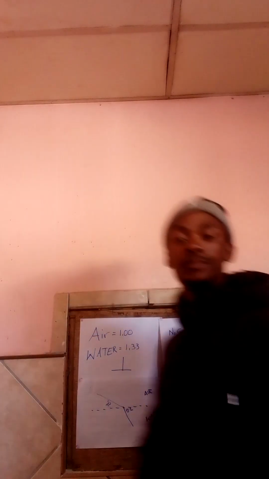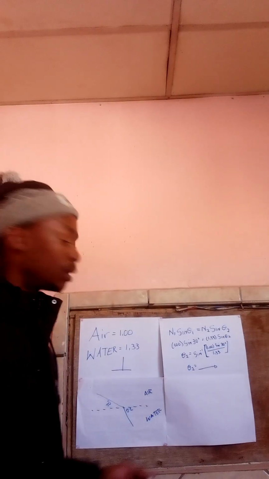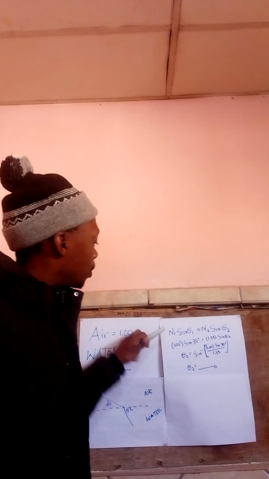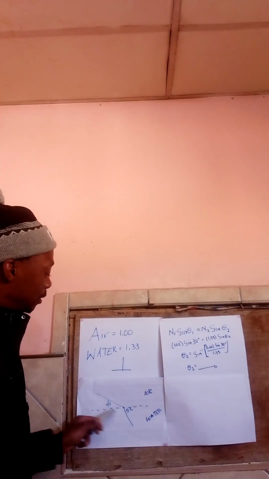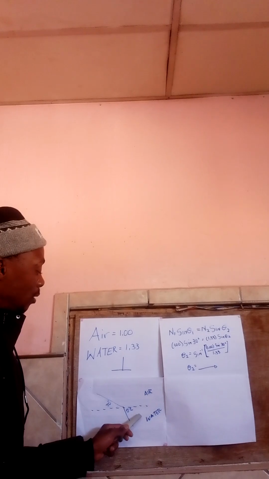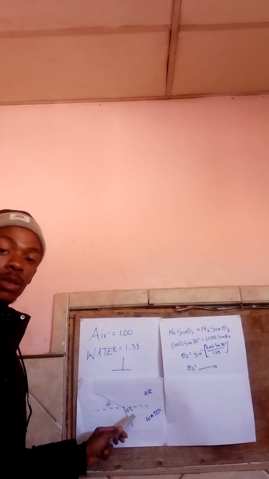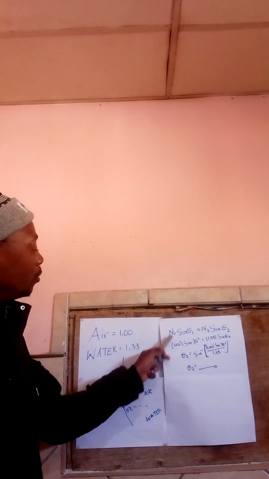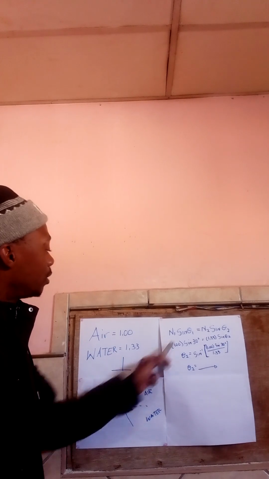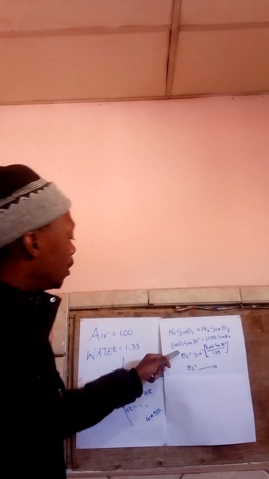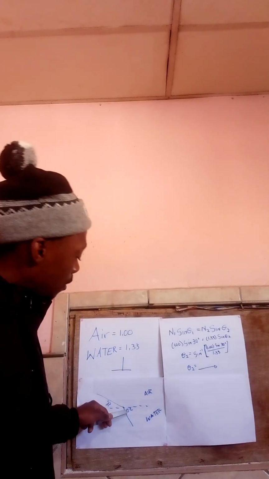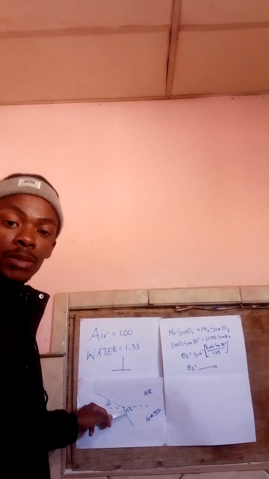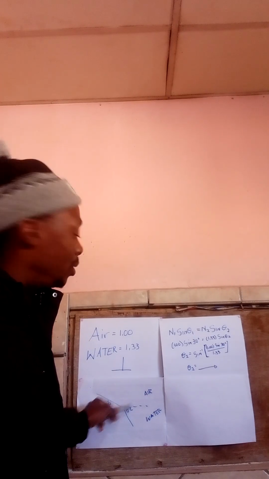So it should be clear. Let me come this side. This is what we're going to do. This is theta 1, 30 degrees, and the angle at which light travels through water will be theta 2. So we'll put the information that we have into the equation, and then we manipulate it in such a way that this variable becomes the subject of the formula.